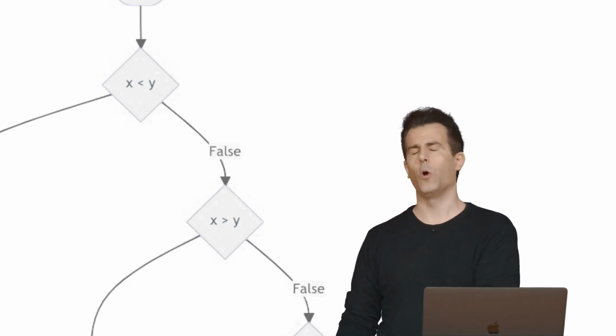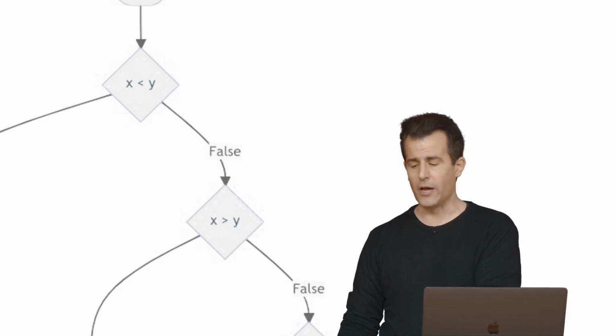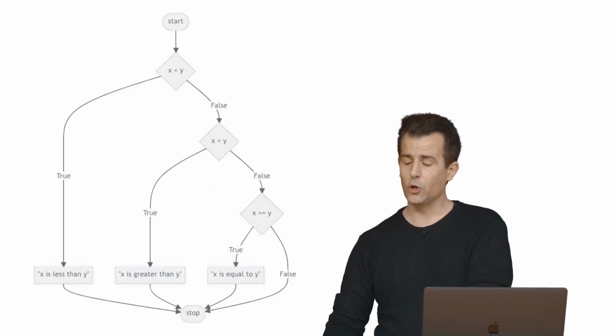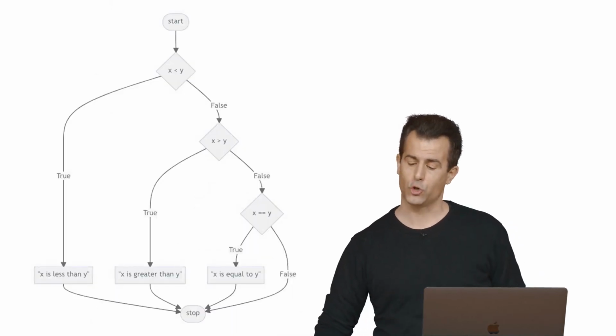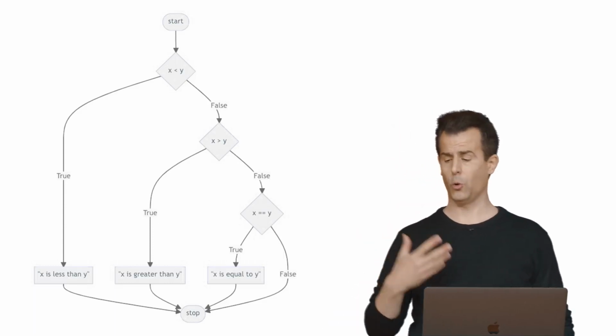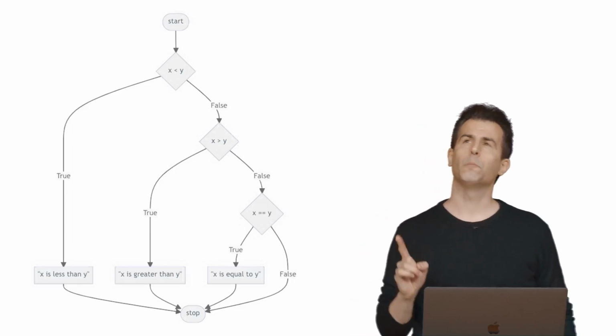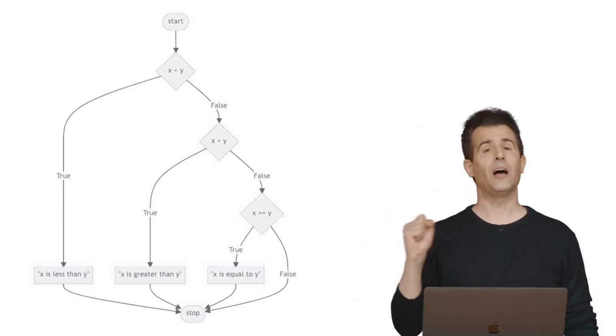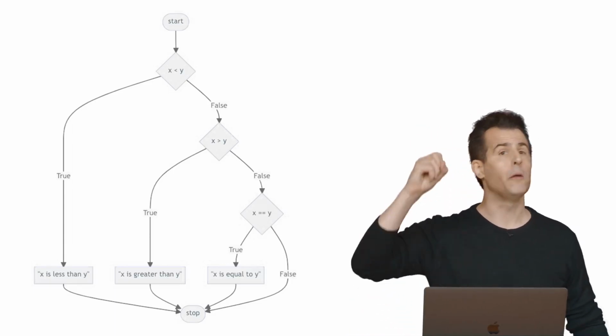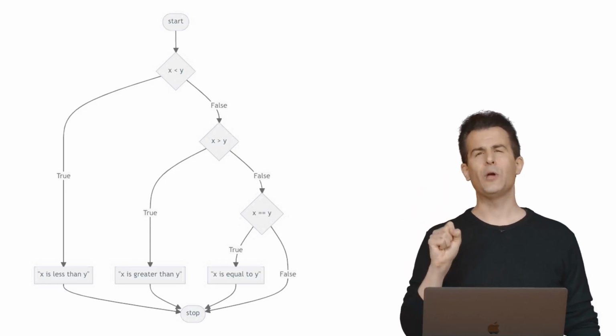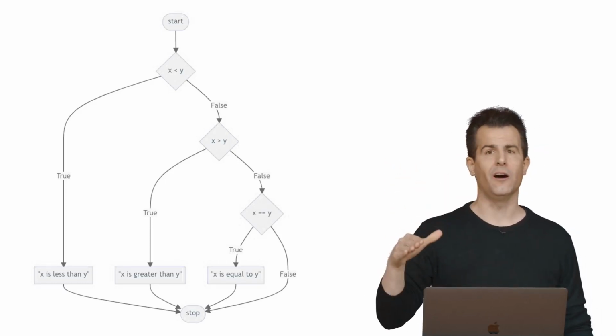Is x greater than y? Well, yes. 2 is greater than 1. So now we follow this left arrow, which is true. We print out, quote unquote, "x is greater than y," and then stop. So what's the improvement? Well, in the first case, we got lucky and we only had to ask one question, and boom, we're done. This time, we had to ask 2 questions, but then boom, we're done.